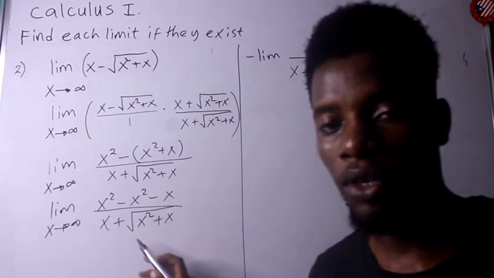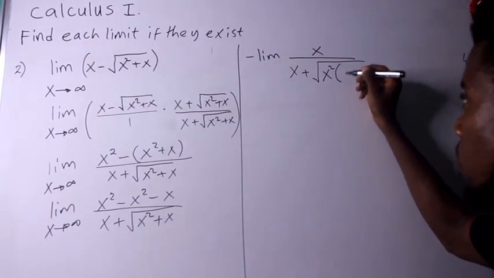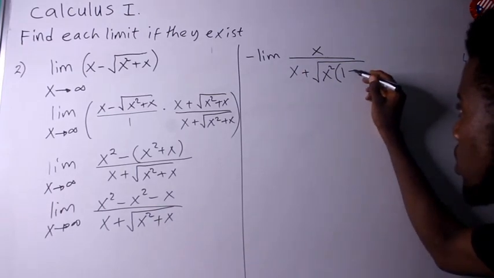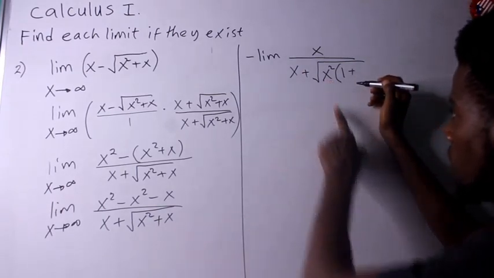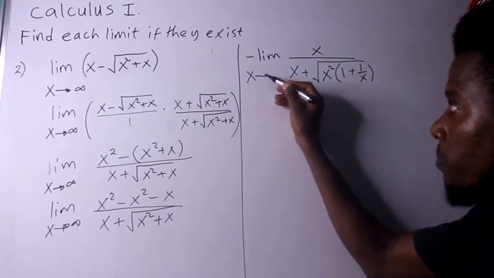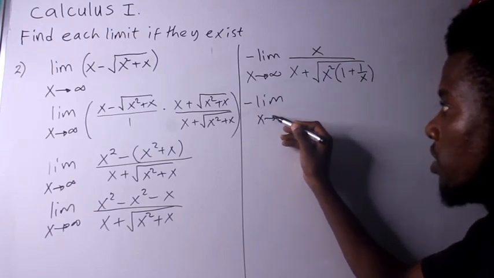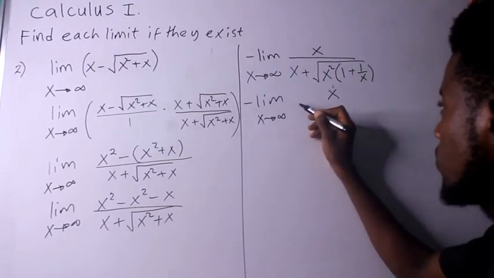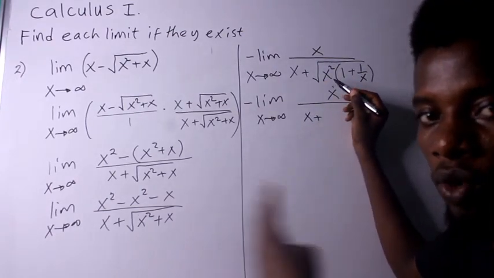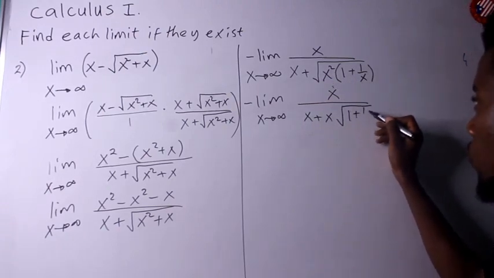We can factor out x squared from inside this parenthesis. We are going to have x squared, parenthesis, 1, because x squared divided by x squared is 1, plus, and then x divided by x squared is 1 over x. If we simplify, we get the same thing. As x approaches infinity, we have minus the limit as x approaches infinity of x all divided by x plus this x squared is going to come out of the square root as an x, and we have the square root of 1 plus 1 over x.